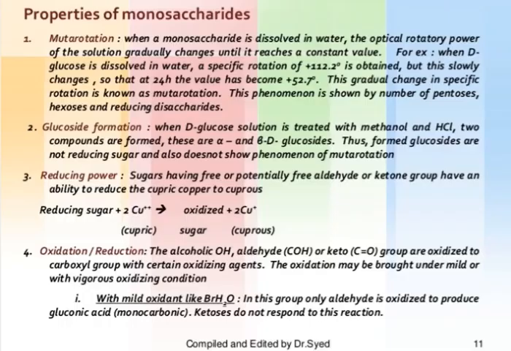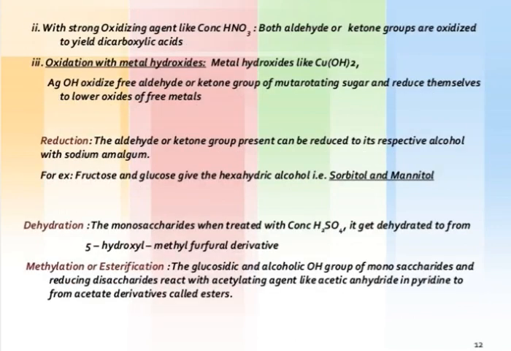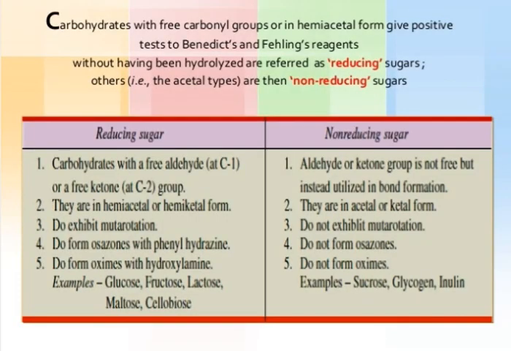Properties of monosaccharides are mutarotation, glycoside formation, reducing power, oxidation, reduction, dehydration, methylation or esterification. The properties we will study later. Carbohydrates with a free carbonyl group in hemiacetal form give a positive test to Benedict's and Fehling's. These are reducing sugars and non-reducing sugars.